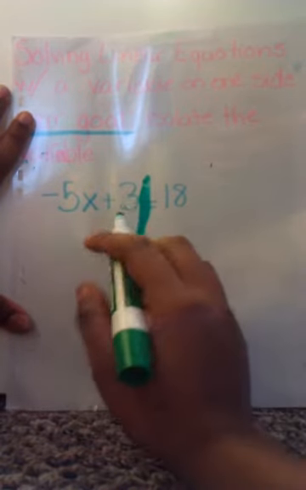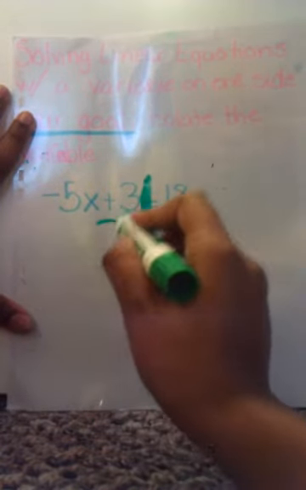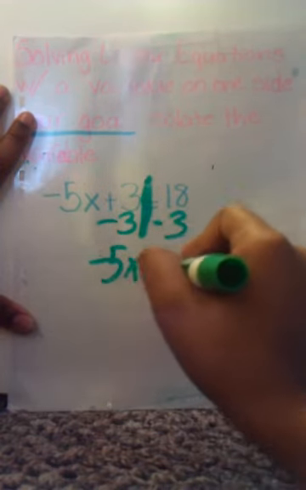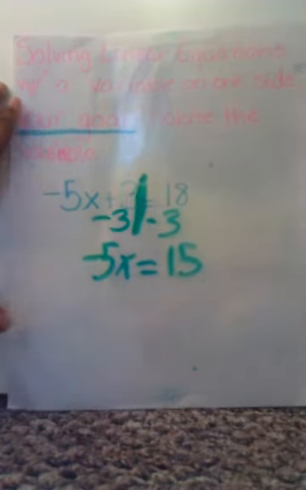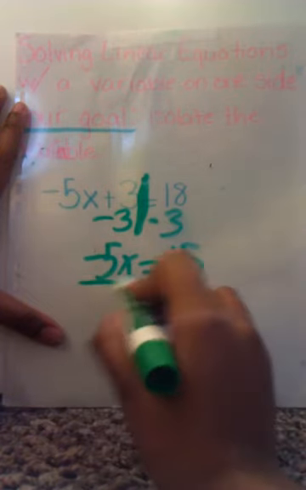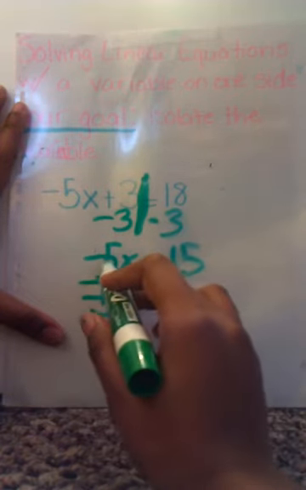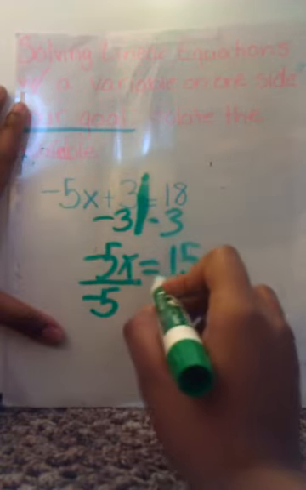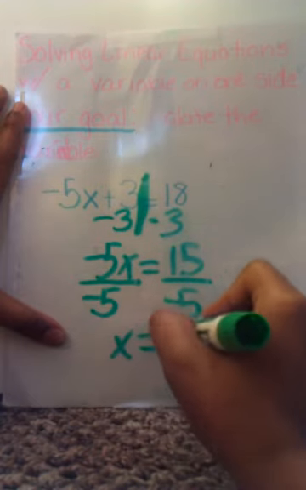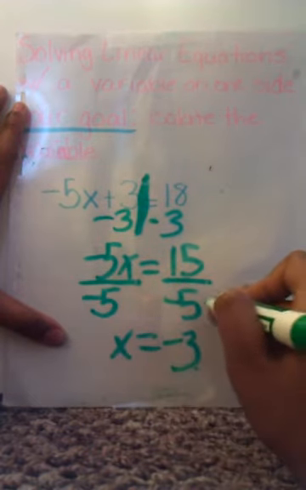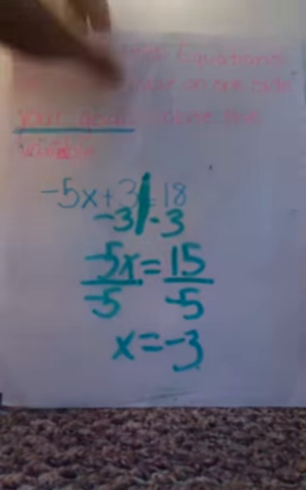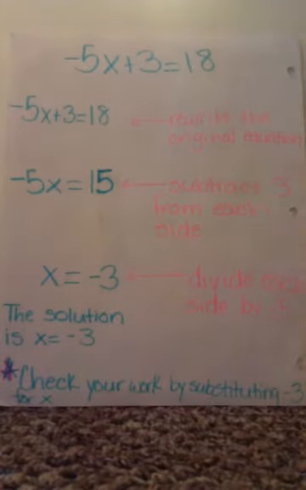To eliminate this number, you do the opposite and subtract. So we subtract 3 from both sides. Now we're left with negative 5x equals 15. Okay? But we're not done because x is not completely by itself. So we do the opposite of negative 5 times x, and divide negative 5 from both sides. And the answer is x equals negative 3, because 15 divided by negative 5 is negative 3. If you need to see that, here are the steps.